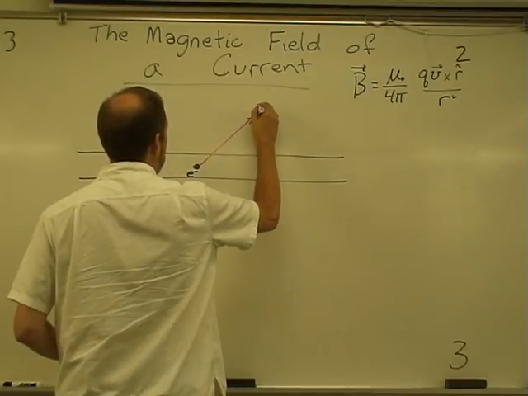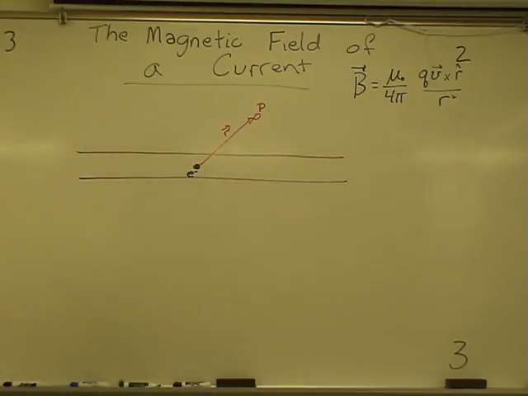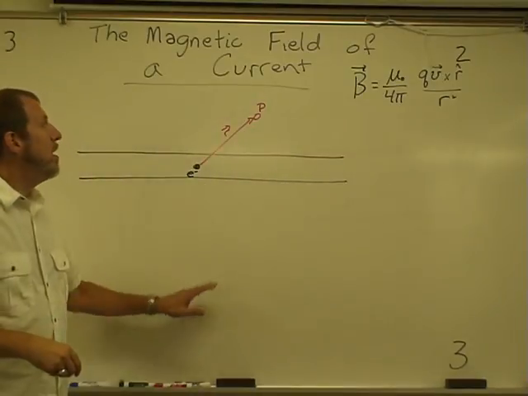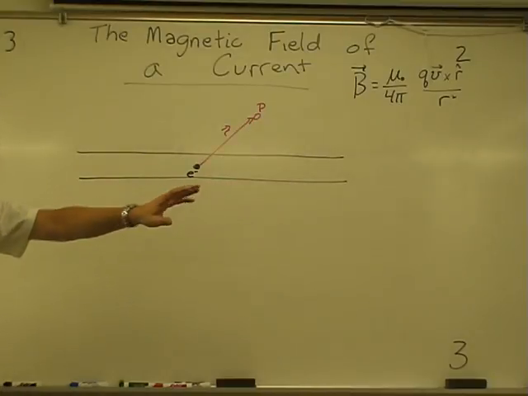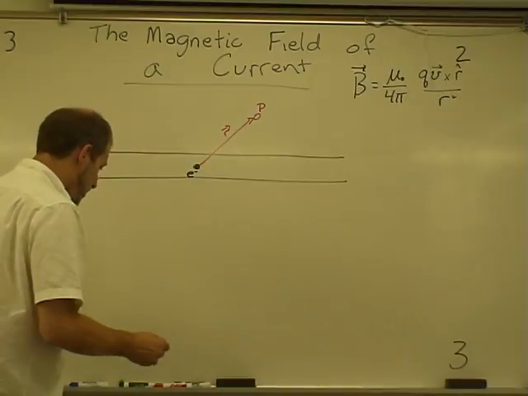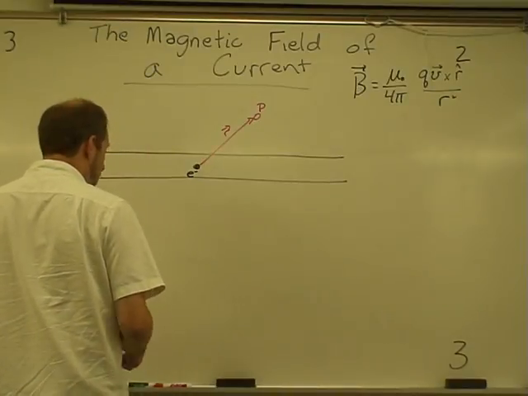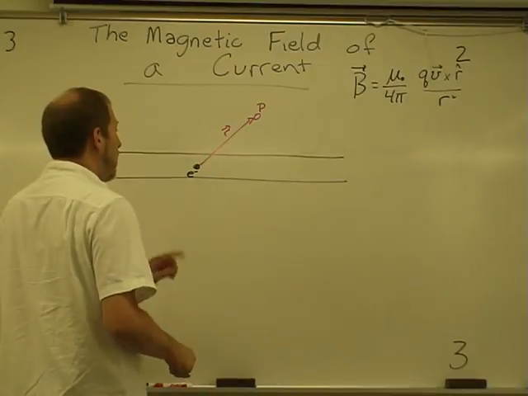Say if we're looking at a point P here, then that would be r. Now, let's generalize this. Let's go from a single point charge to many, many point charges to a current.